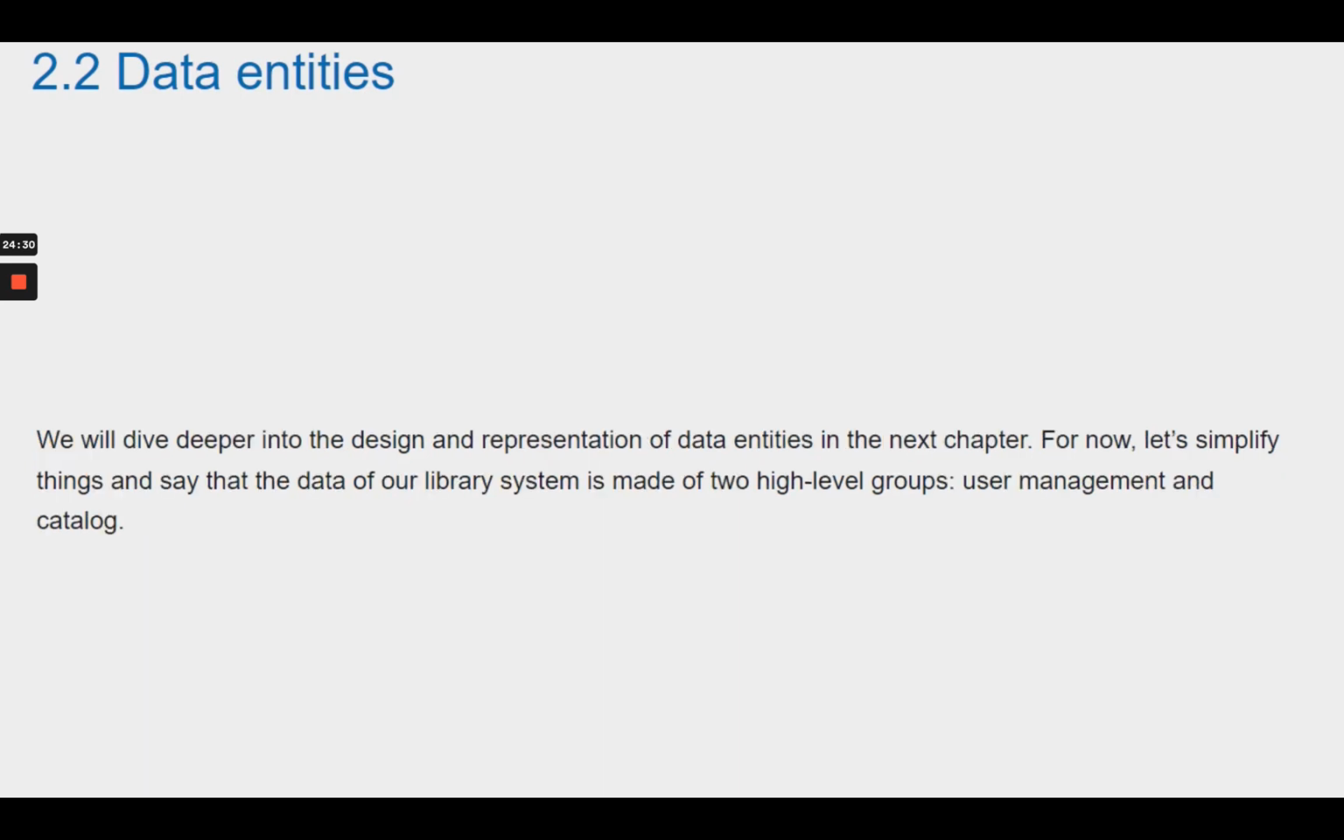We will dive deeper into the design and representation of data entities in the next chapter. For now, let's simplify things and say that the data of our library system is made of two high-level groups: user management and catalog.